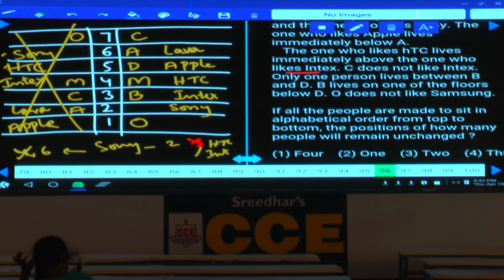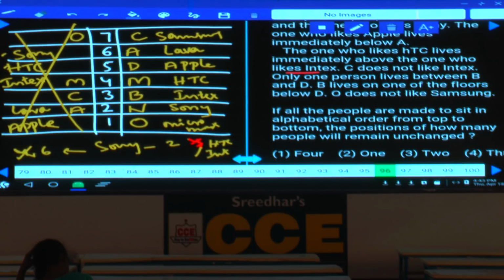Then what is left over here? A, B, C, D, M and O. Then O does not like Samsung. Hence, O does not like Samsung. This is Samsung. If this is Samsung, then what is left over here? Micromax. Now the one who lives on the first floor likes Micromax.